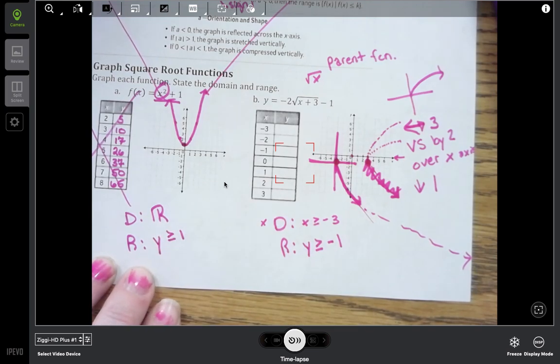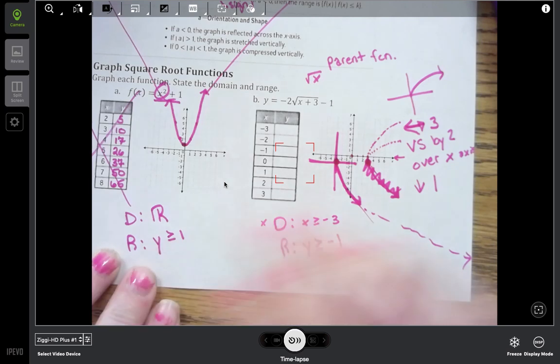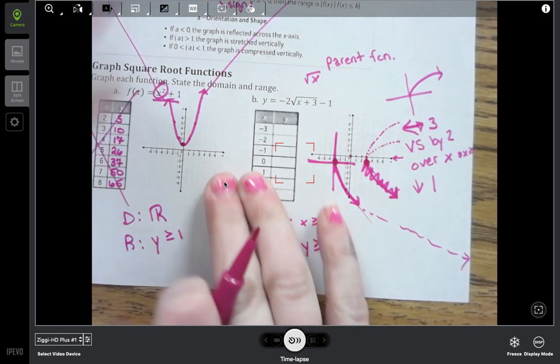Okay, so if any of that was too fast, go ahead and rewind the video and slow that down a little bit. I'm going to go to the back side now, though.